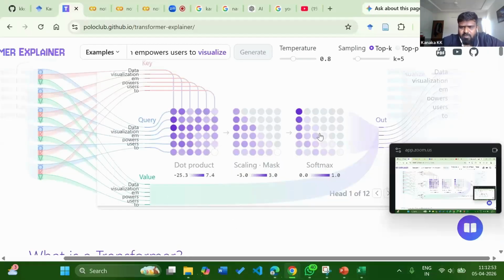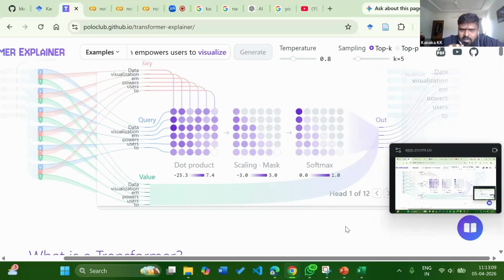So moving to the next. After doing softmax, some values will come. That is, the query and K matrix values will come, and to that we will add the values again.